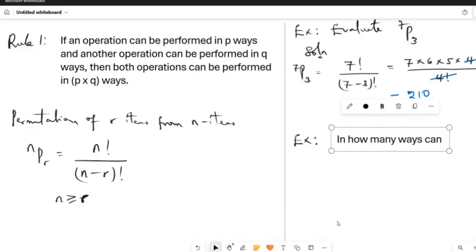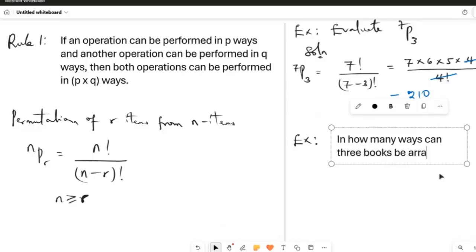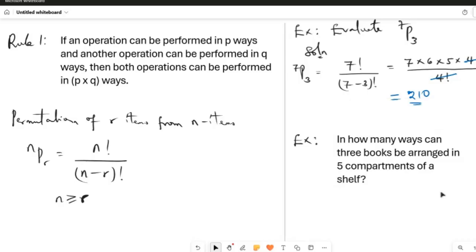So now let's say we're asked, in how many ways can three books be arranged in 5 compartments of a shelf? So this is situational, can you see? So we have 3 books. I want to arrange those 3 books in 5 compartments of a shelf. I hope you are following. In how many ways can 3 books be arranged in 5 compartments?